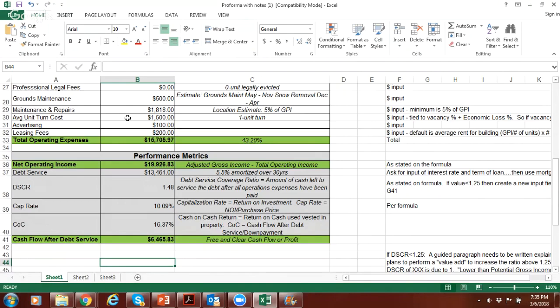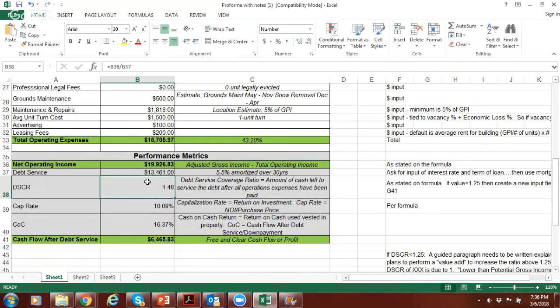Your debt service coverage ratio is the amount of cash left over to service the debt after all expenses have been paid. So after all have been paid, how much money is left over to service the debt? In this case, after all the expenses are paid, there's 48% more money left over to take care of the debt. So I'm in a pretty good position here. After I pay my debt, I would have basically 48% of money left over. So again, let me go through this ratio.